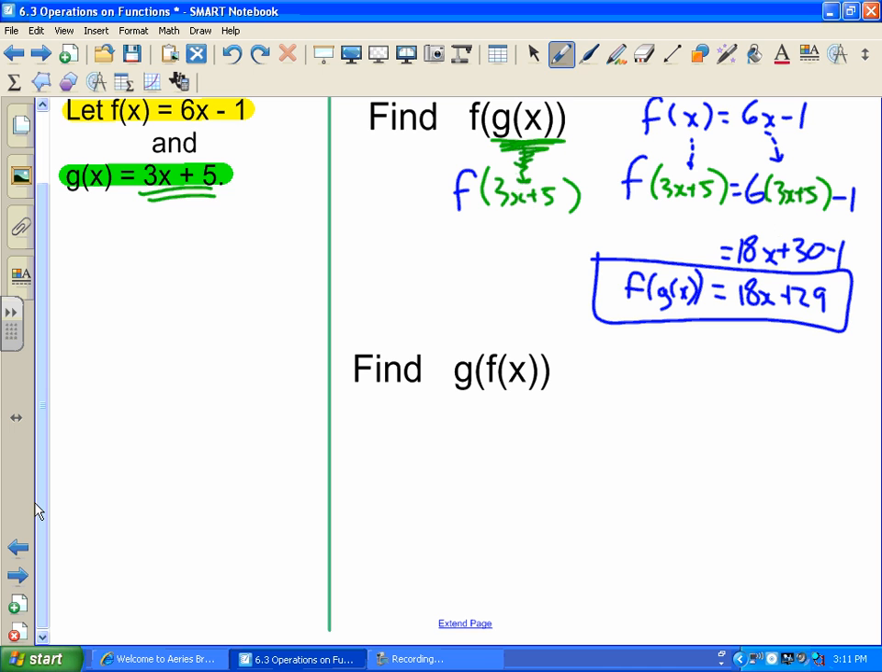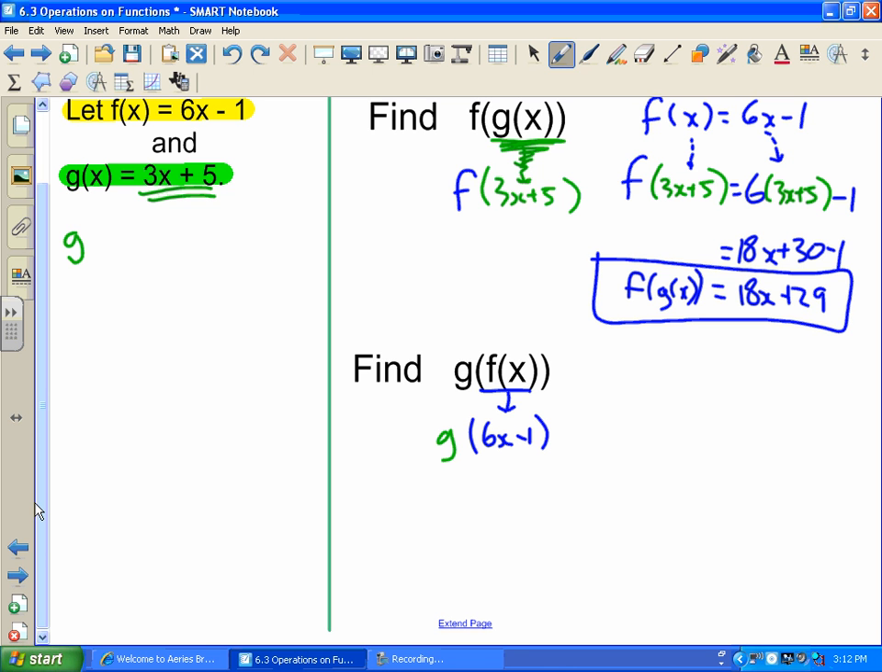g of f of x, doing the second problem this time. This time I'm going to start with the f of x. f of x is 6x minus 1. So this is asking me to find g of 6x minus 1. Notice that these problems are similar, but they are different. Now, g of x is 3x plus 5.